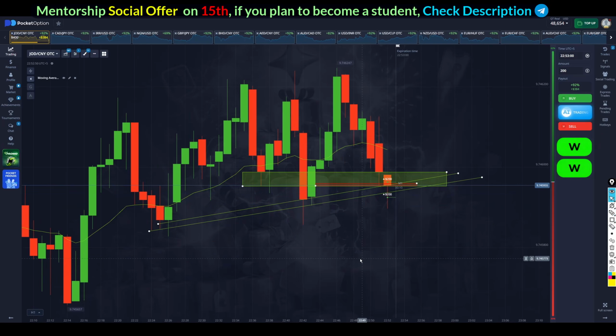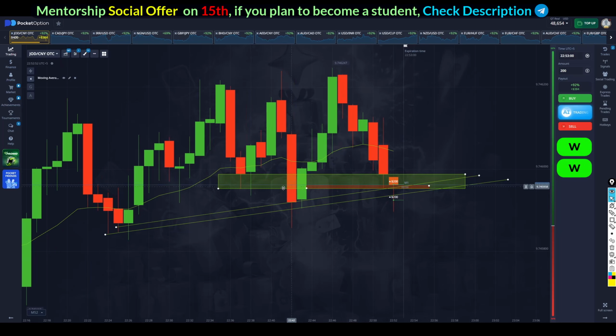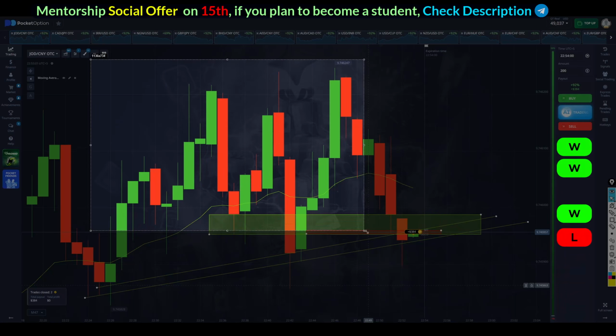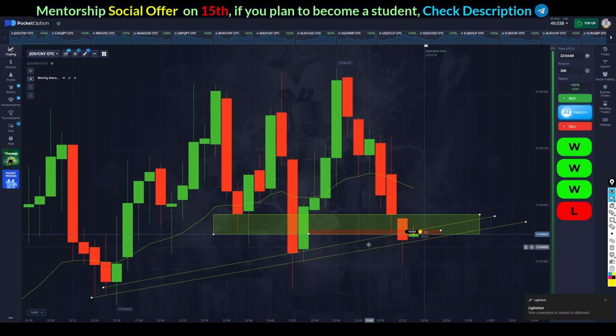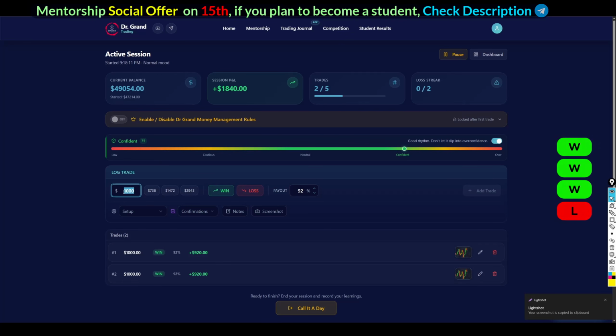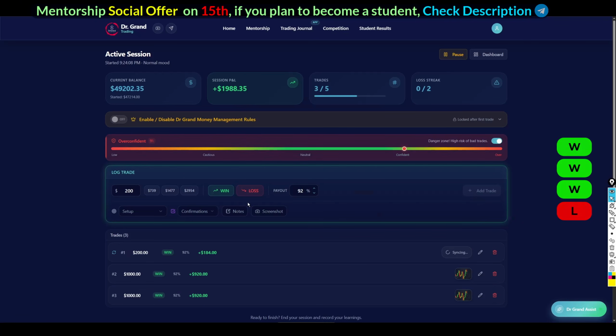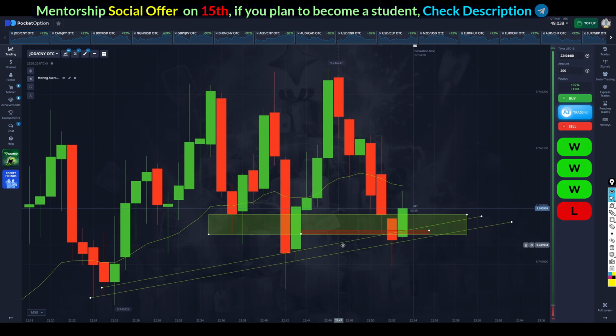Anyway, let's see. Yeah, this QM was pretty beautiful, but I didn't take it because we didn't really have the entry inside the engulf. Let me just take a little screenshot of this, and it's a 200, one win and one loss.